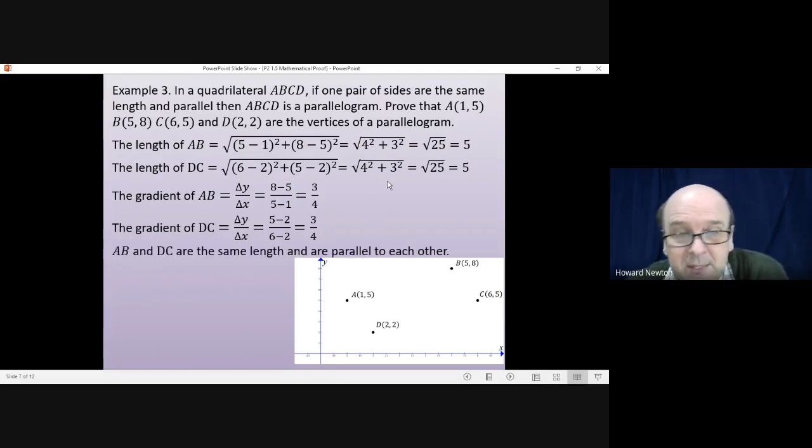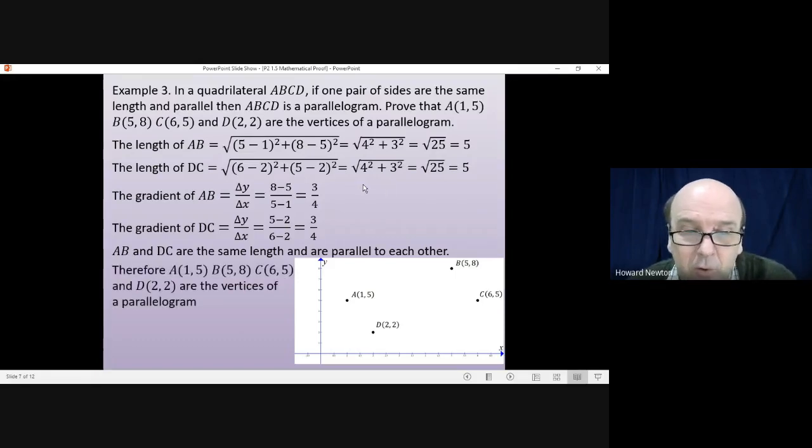So AB and DC are the same length and they are parallel to each other. Therefore, A(1,5), B(5,8), C(6,5), and D(2,2) are the vertices of a parallelogram. And that would be the proof completed.